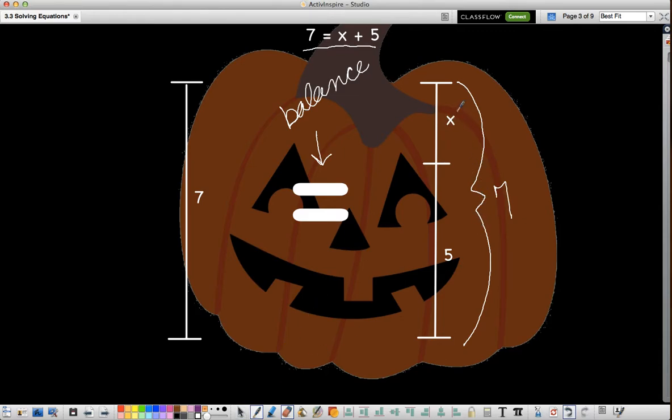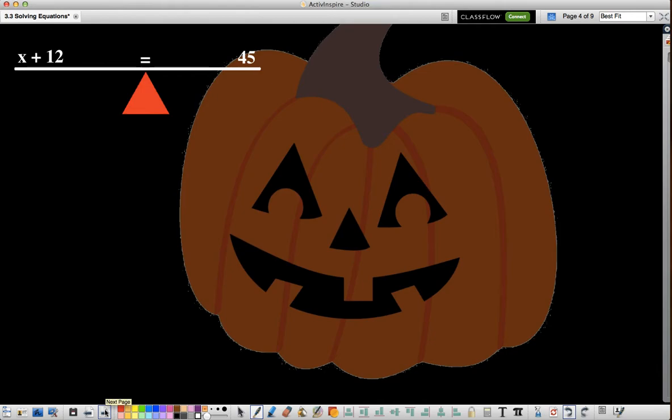Okay, so we know that whatever x is, when you add it to 5, it has to give us 7 because it has to stay balanced with this side. Okay, that's what that equal sign tells us. So let's look at this in terms of a teeter-totter. So if you had a teeter-totter and you were saying that something plus 12 was equal to 45, that's what balanced your teeter-totter. Well, if you subtracted 12 from 45, that would make this side lighter than the side that you're adding 12 to. And that would cause your teeter-totter to not be balanced.